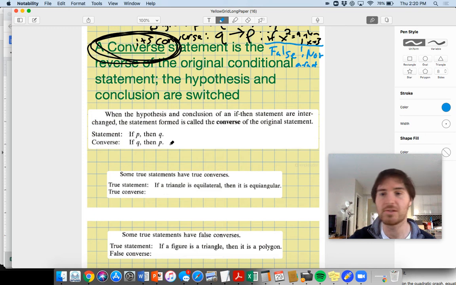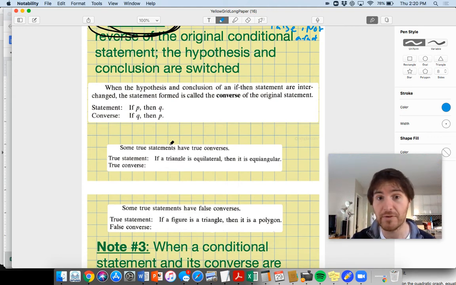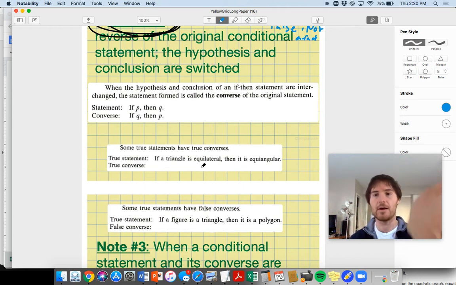All right, so this sort of explains in the book what I just explained to you guys. If you interchange the hypothesis and conclusion, you have a new statement that might be worth evaluating called the converse statement. So some true statements have true converses. That's what's said down here. True statement: if the triangle is equilateral, then it is equiangular. Let's practice this together. I'd write this down.